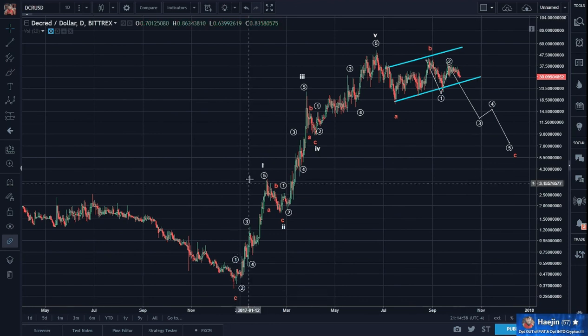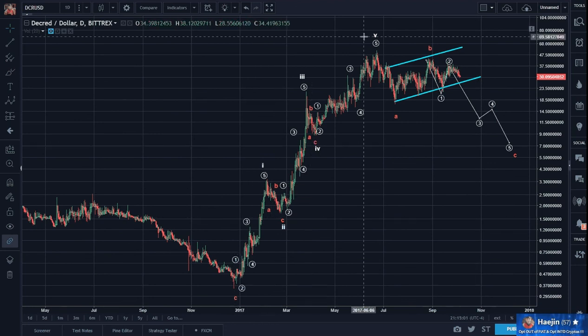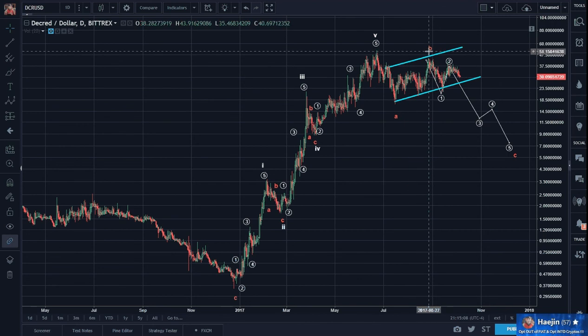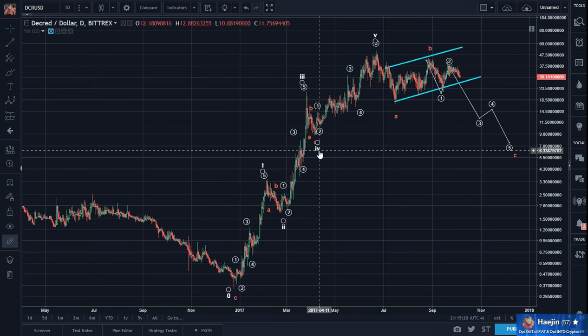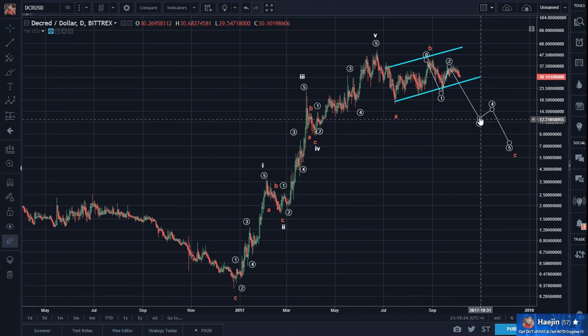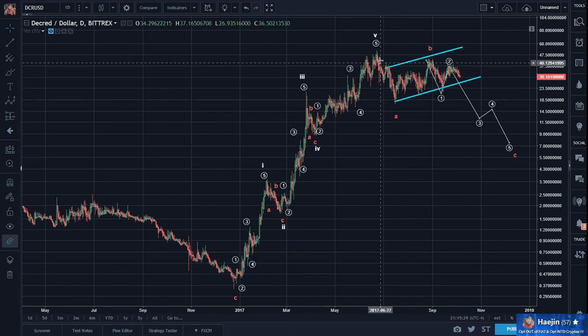So in this case, we have 1, 2, 3, 4, 5. There must be an ABC retrace. We have ABC in 3-wave for A, B, C in 3-wave for B. C is always 5 waves. 1, 2, 3, 4, 5. So I think this will go down to maybe $7 or so as the correction, because that's where the prior wave 4 is. Could it end here? Yes, anywhere below A could end, potentially. But there has to be a relationship between the length of A, B, and C.